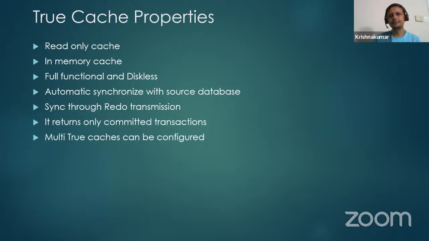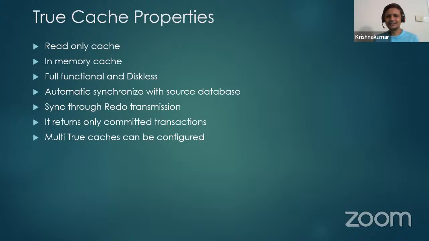Another beauty is that multiple True Caches can be configured. For example, my database is in the US, and I have customers across different regions: the APAC region, the Saudi Arabia region, or the Europe region. Those customers require only their own data. So what I can do is configure True Caches at different locations, where a portion of data specific to the region can be stored in the True Cache. We'll be discussing multiple True Caches in the subsequent slides. So this slide is showing the properties of the True Cache.